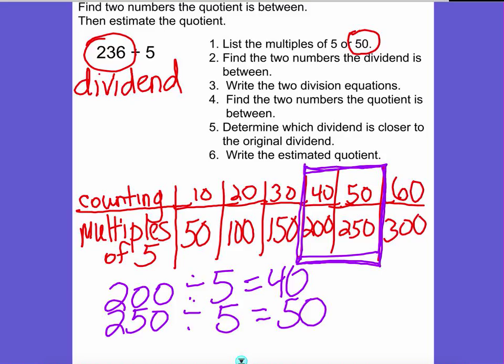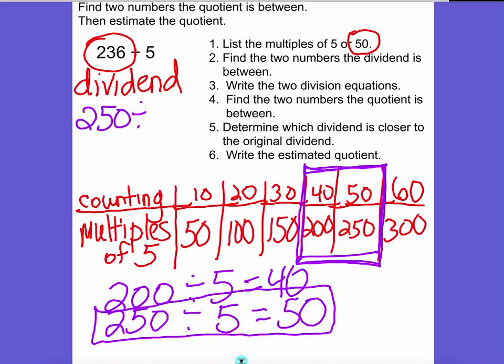Is 236 closer to 200 or 250? And it's closer to 250. So now 236 divided by 5 becomes 250 divided by 5 equals 50. And it's about 50. Okay, so the real answer, it's about, right?